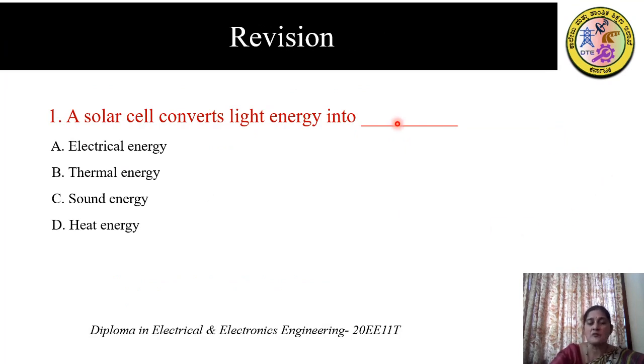Now let us have a brief revision of this session. Question number 1: a solar cell converts light energy into, you have 4 options: electrical energy, thermal energy, sound energy, and heat energy. So the option would be electrical energy.